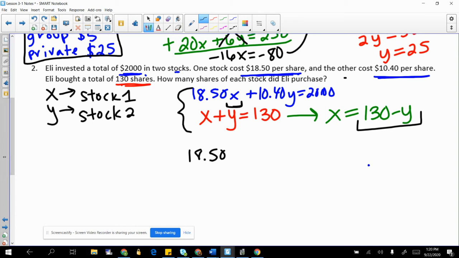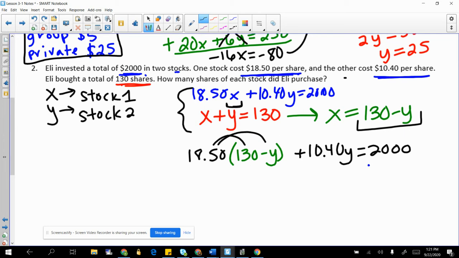And then, like I said, instead of X, we are going to plug in that 130 minus Y, and then plus 1040Y equals 2,000. So let's solve. We need to distribute. So go ahead in your calculator, you need to do 1850 times 130, and you should get 2,405.